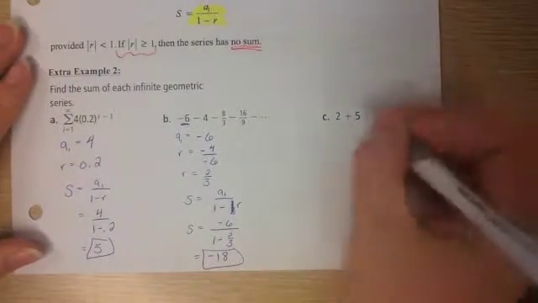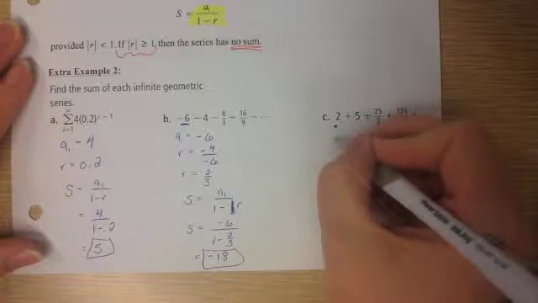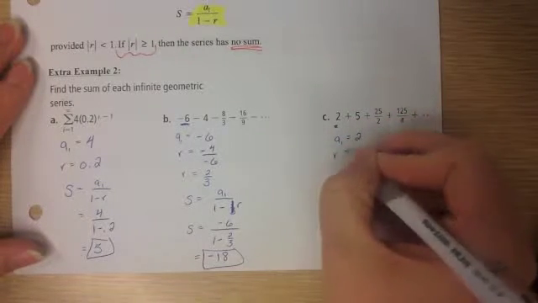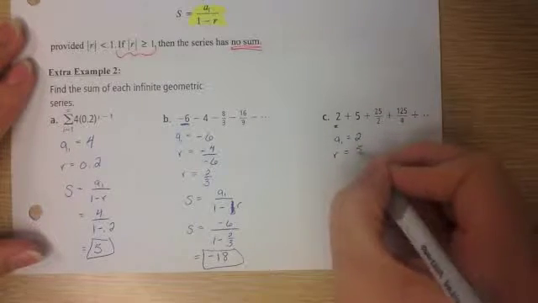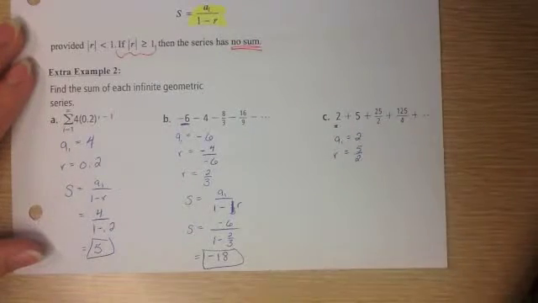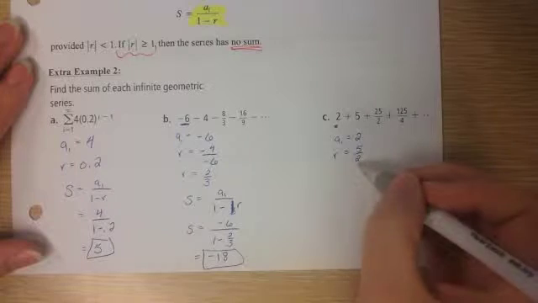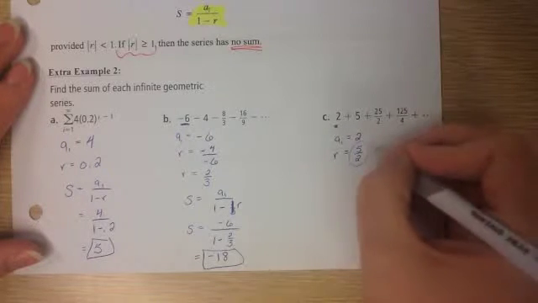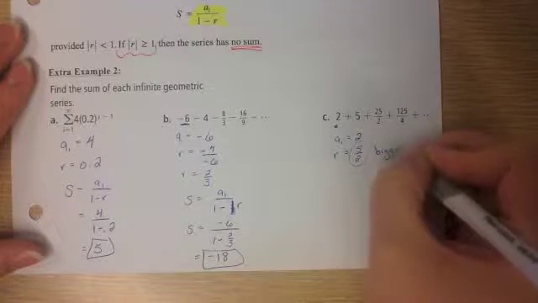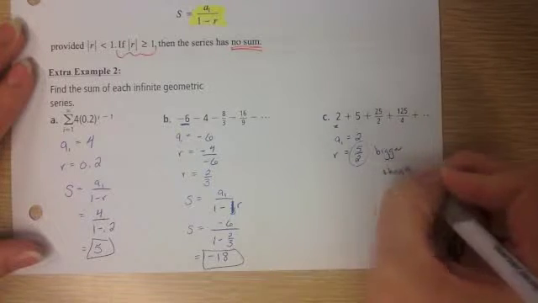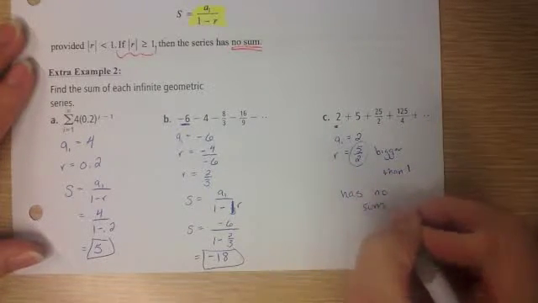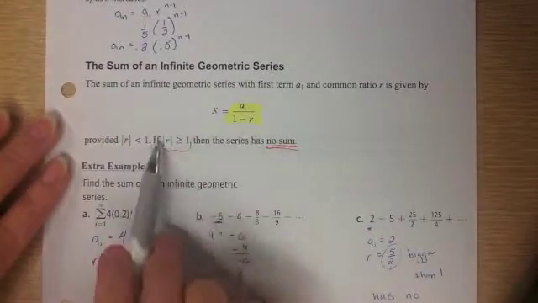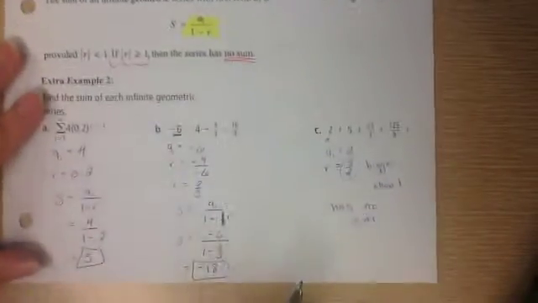Okay, let's look at the next one. Again, my first term is 2. My ratio is, take the previous term divided by the 5/2. Wait a second, this is bigger than 1. So this has no sum. Again, if that r value is greater than or equal to 1, then the series has no sum.